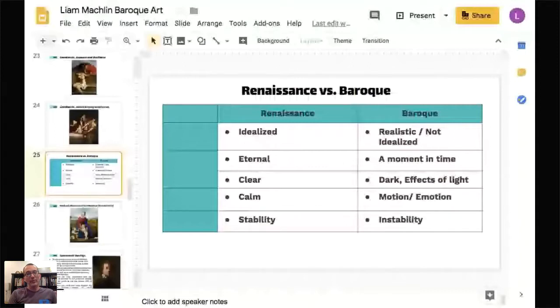Also, in the Baroque, a lot of the time the paintings show just one moment, something that happened once in a lifetime, the execution of someone, the crucifixion of someone. It will just happen one time, and that's the only time. Versus the Renaissance art is kind of eternal. And this scene can happen anytime. You can always have people sitting outside hanging with their children.